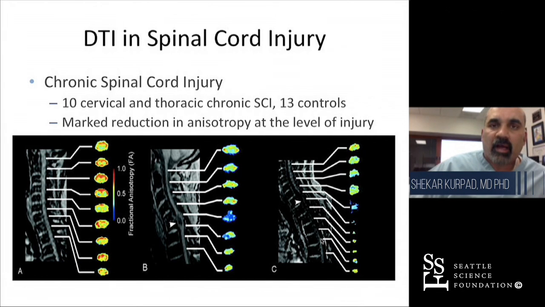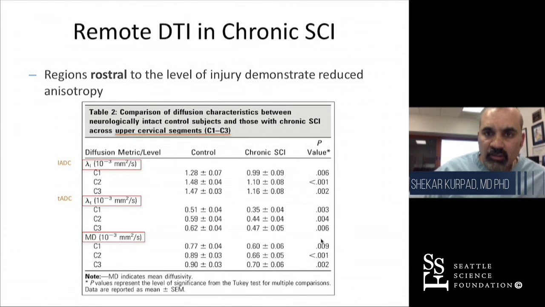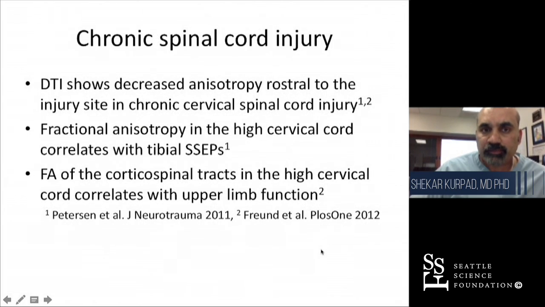So, applying the diffusion tensor imaging model in a cohort of chronic spinal cord injury patients, we studied a group of 10 cervical and thoracic chronic spinal cord injury patients and compared to 13 controls and showed that there was a marked reduction in anisotropy at the level of injury. In addition, when you look proximally, there was a significant reduction in ADC or apparent diffusion coefficients and mean diffusivity, which is shown here in a group of chronic spinal cord injury patients compared to controls, with a significant p-value difference between the groups.